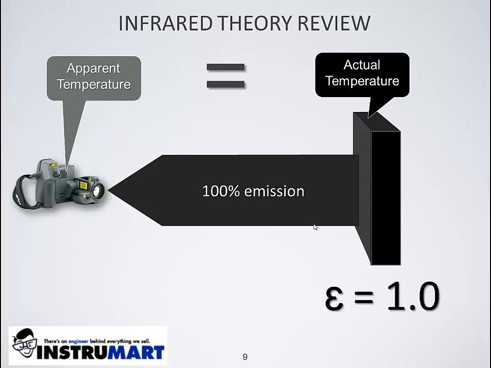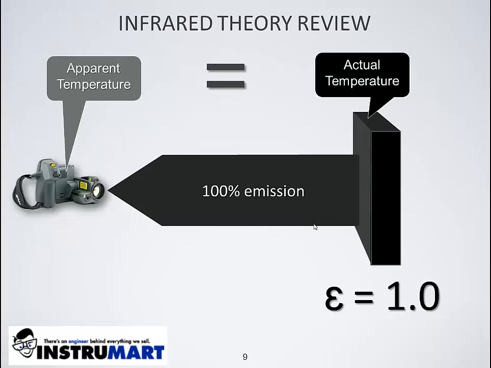Let's take a closer look at this property of emissivity in the next slide, and let's look in more detail at how emissivity might affect the measurements we take with an infrared camera. In this example, we have a target that we want to measure and report a temperature for. This target happens to be a perfect blackbody. It has an emissivity of 1, or in other words, the infrared radiation from the target is 100% emitted from the target surface.